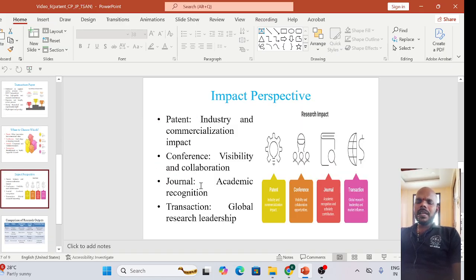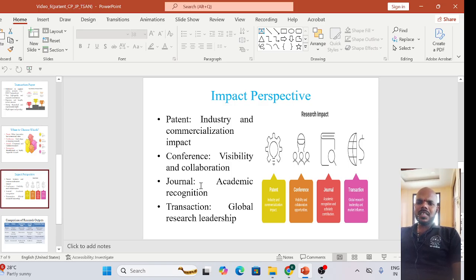Impact perspective. Patent is for industry or commercialization purposes, whereas conference is for visibility and collaboration. If you want to collaborate with other people, you want to know what discussion is going on among your peers, so you may go for a conference paper. Whereas a journal paper is for academic recognition.